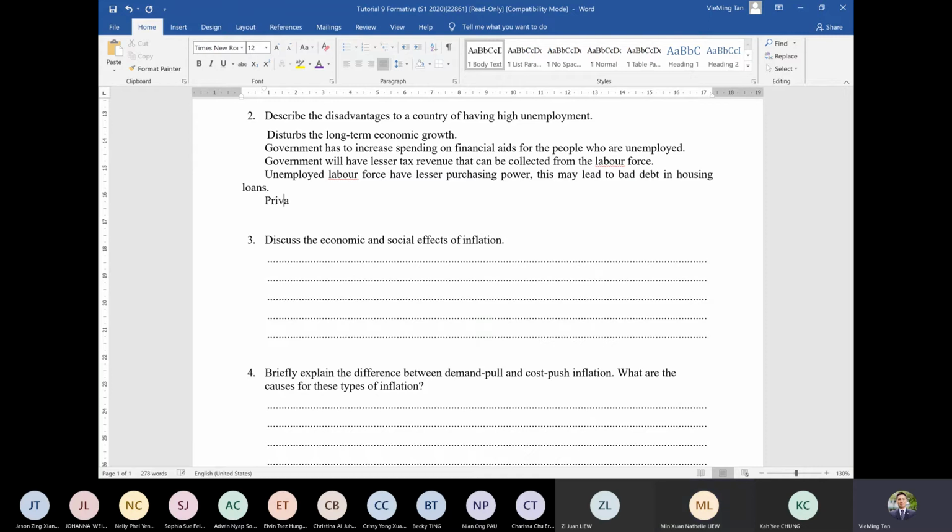Private firm may have less profit due to low demand. So these are the negative consequences to the economy if the unemployment rate of a country is very high.